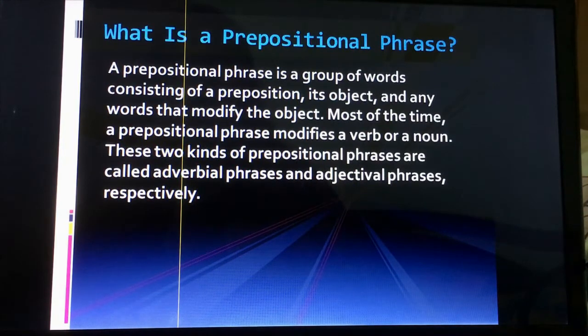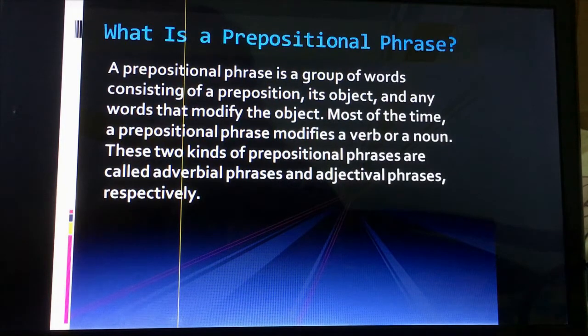A prepositional phrase is a group of words consisting of a preposition, its object, and any words that modify the object. Most of the time, a prepositional phrase modifies a verb or noun in a sentence. So we are going to see two types of prepositional phrases. These two kinds can be called, number one, adverbial phrases, and the second one, adjectival phrases, respectively. To define these two kinds, we are going to move on to the next slide.